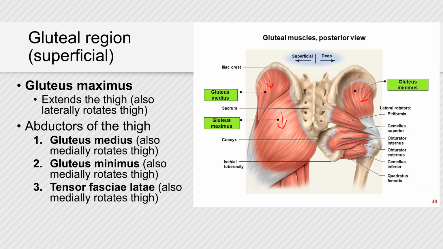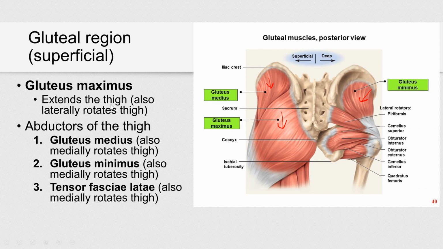Now, gluteus maximus extends the thigh and also laterally rotates it. Medius and minimus are abductors. That means they take your hip joint away from the midline of your body. Gluteus medius also medially rotates your thigh, and the same goes for gluteus minimus. Right, so we have an extensor of the hip joint, and we have abductors of the hip joint. Plus, they rotate your thigh.